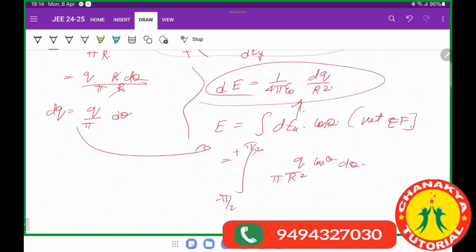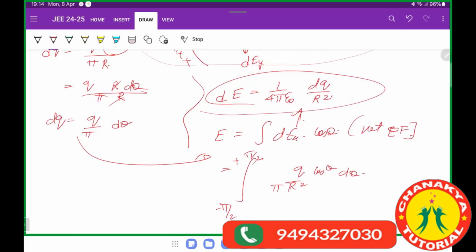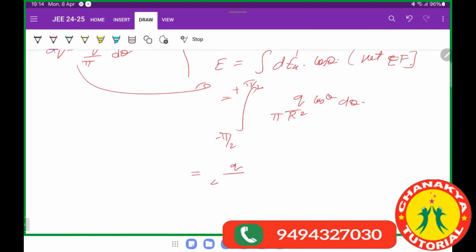Oh, yeah, I forgot something: 1 by 4 pi epsilon naught. So 1 by 4 pi square epsilon naught r square, sine theta from minus pi by 2 to pi by 2. Sine pi by 2. Sine 90 is how much? 1. And sine minus 90? Minus 1. That's it. So minus, minus becomes plus, so it will become 2.